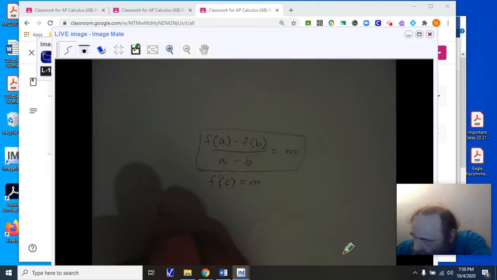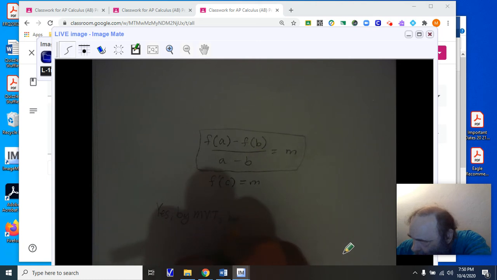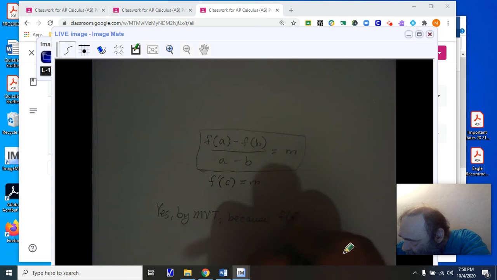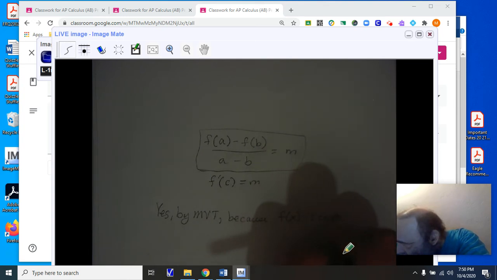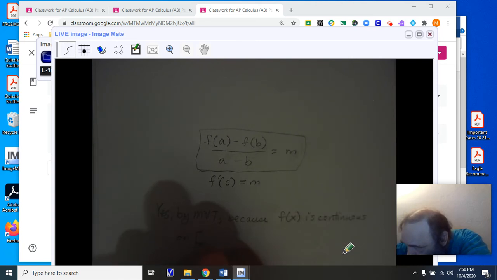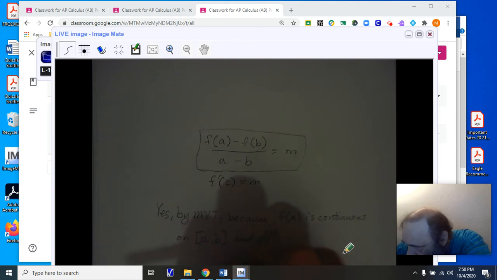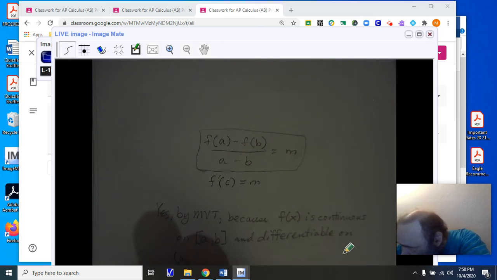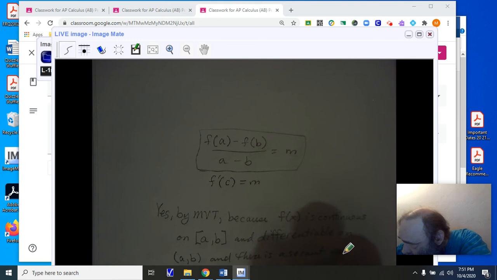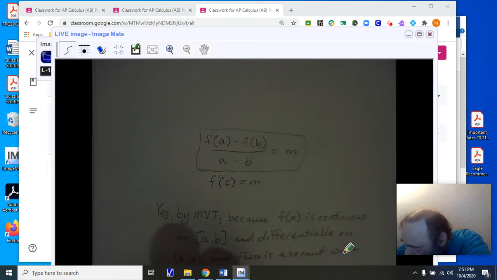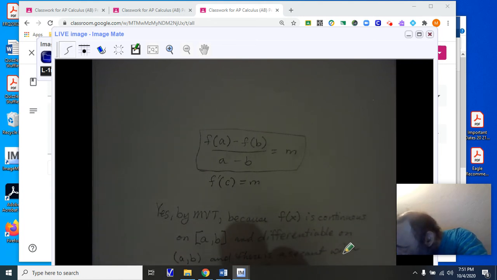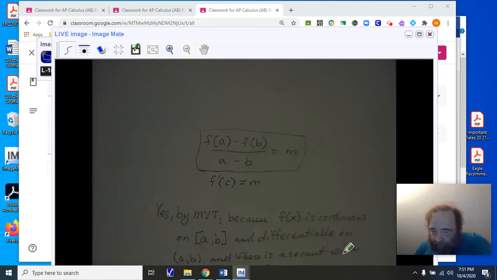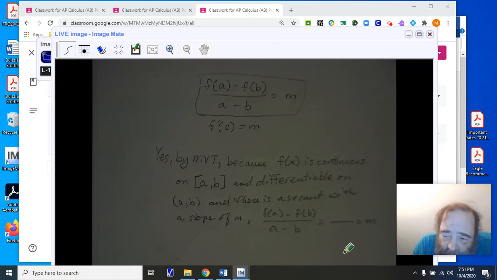So we would say yes by MVT because f of x, or f of t, or whatever it is, is continuous on the closed interval a to b and differentiable on the open interval a to b, and there is a secant with a slope of m. And I would then write that secant down. f of a minus f of b over a minus b equaling whatever it is, equaling m. And this is our justification for MVT.